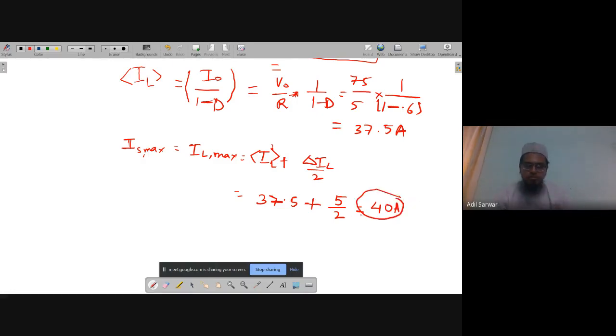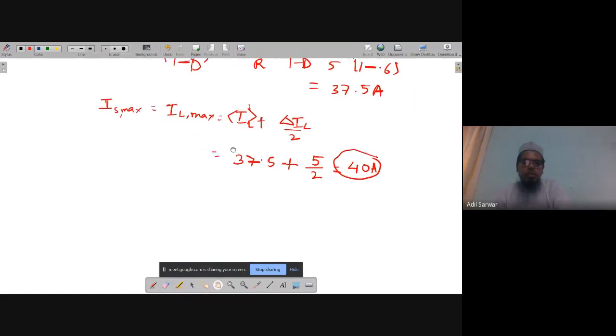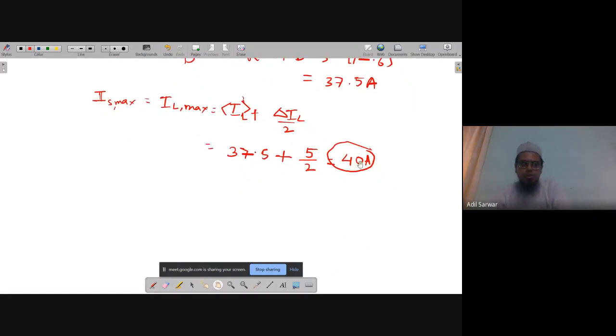So the peak value of the input current would be 40 amperes. This is not the average value of the input current. The average value of the input current can be found by this relation, which I was actually trying to find out, but it was not asked in the question. The question was to find the peak value of the input current, so that would come out to be 40 amperes.